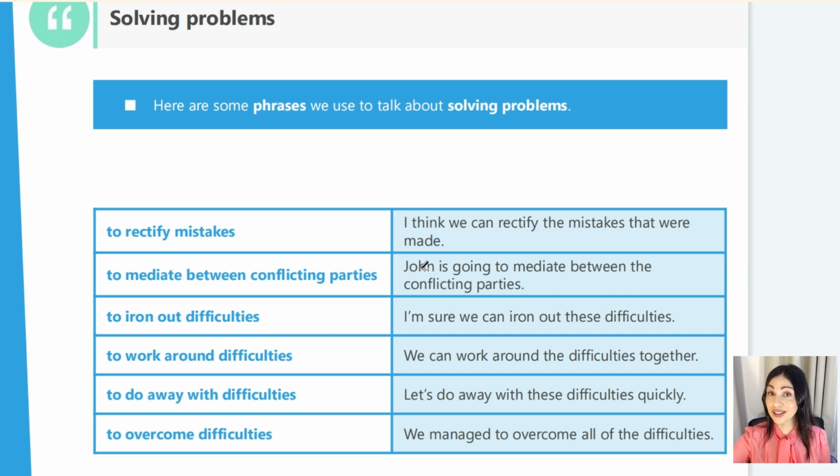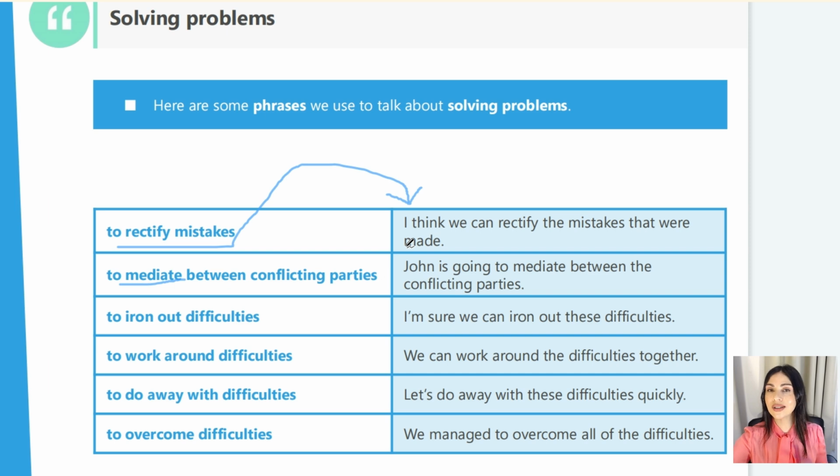If you tried to rectify a mistake, you tried to overcome it, or you tried to resolve it. Use it like this. I think we can rectify the mistakes that were made. If you've tried to mediate between conflicting parties, it means you tried to act as mediator or problem solver for 2 people that didn't get along in the workplace. Perhaps they were colleagues or people from different departments. John is going to mediate between the conflicting parties.